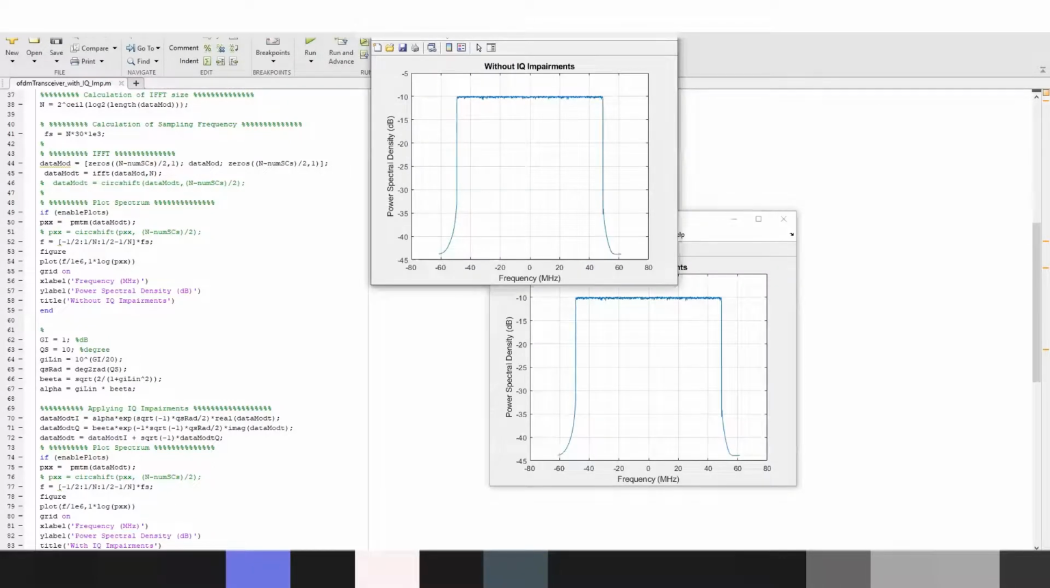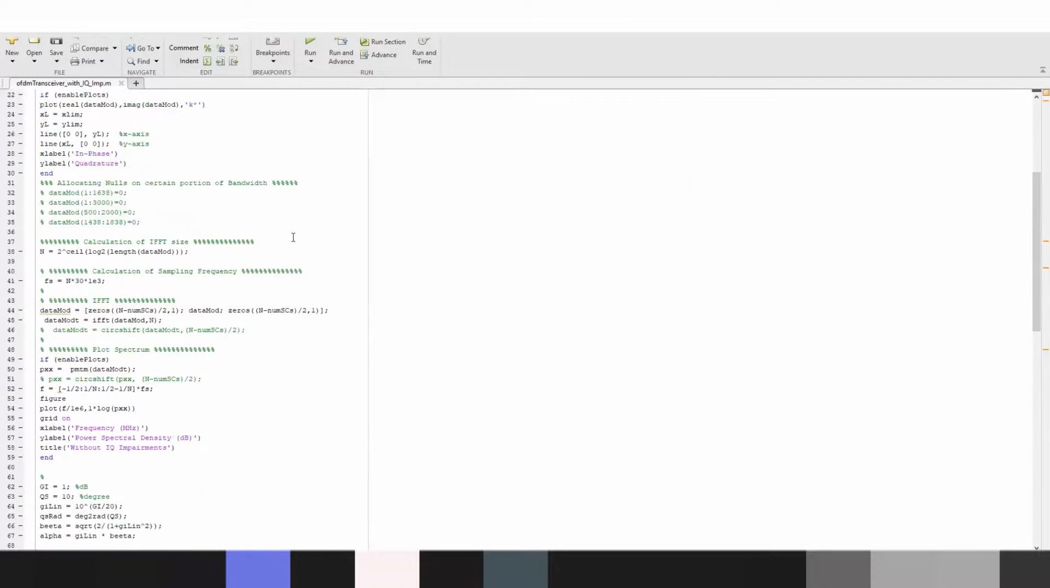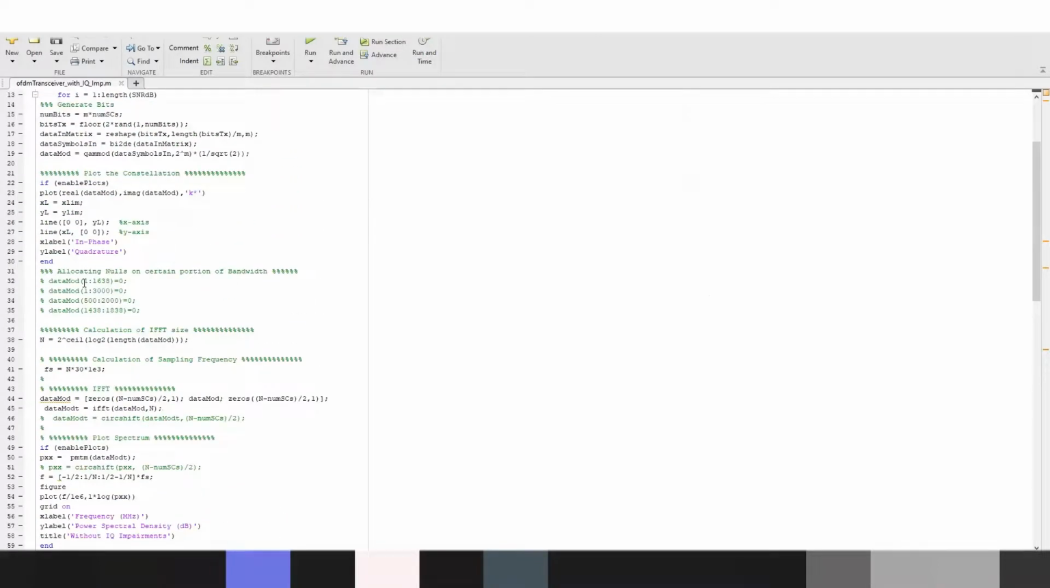Can you recognize any difference? I think no. The reason is because it is a fully filled signal, like all subcarriers are filled. So its image will be overlapping with somewhere here. So if I go too deep on the scale or zoom in, we can actually see the impact. But to see the impact easily, let's do another case.